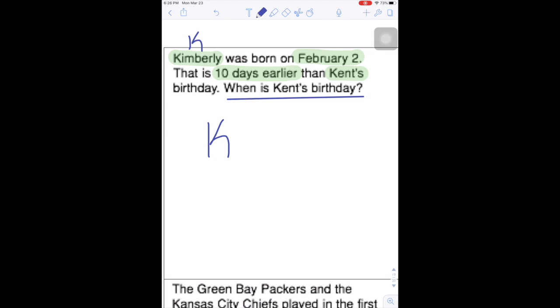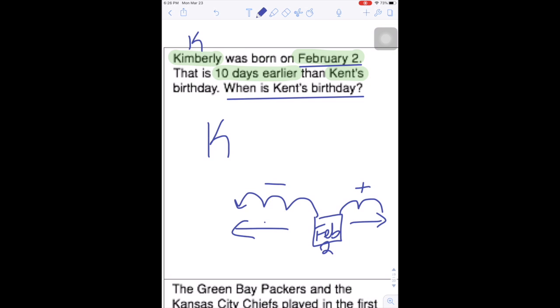And Kent's birthday is 10 days earlier. So if we thought of Kimberly's birthday, they told us it's February 2nd. So we have to think what's happening if here's our calendar and this is February 2nd. What's happening? Are we adding and going this way on our calendar? Or are we subtracting and going this way on our calendar?